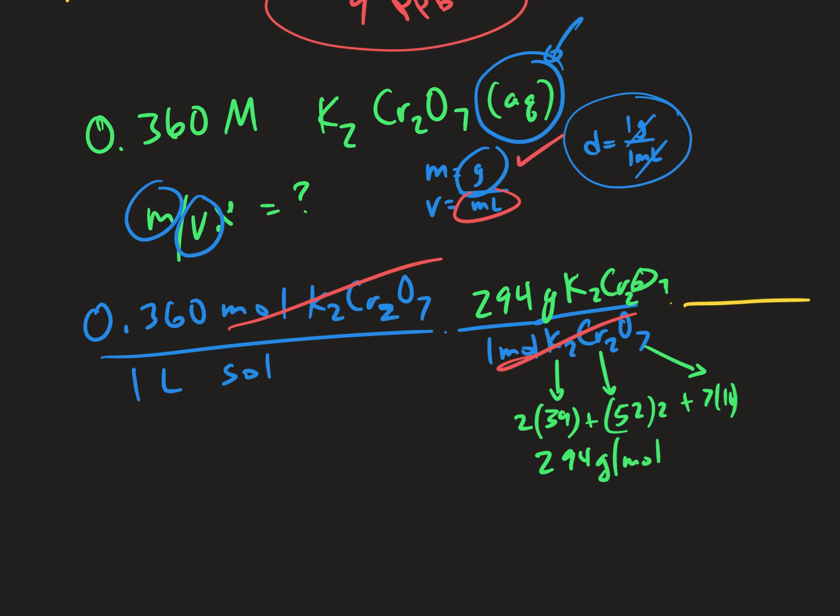And what's the conversion factor? Somebody tell me. I'm not going to tell you. I won't tell you on the test either. 1,000 what? Liters? Milliliters goes where? Top or bottom? On the bottom. And 1 liter on top. Are we good? And now we have grams per milliliter, and since this is an aqueous solution, we can cancel those out, right?